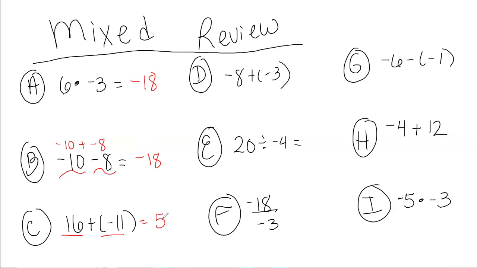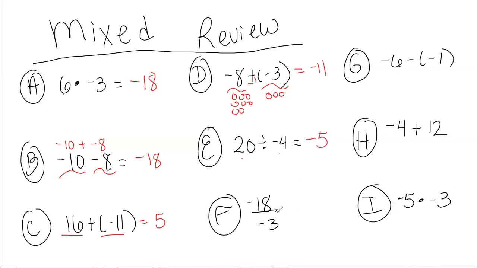D, you owe me 8 plus you owe me 3. You owe me 11. You could also do the little counters on this one. You could have 8 negatives and 3 negatives ends up with 11 negatives. E, division is a positive divided by a negative. They're opposite, so it's going to come out negative. 20 divided 4 is 5. So final answer, negative 5.